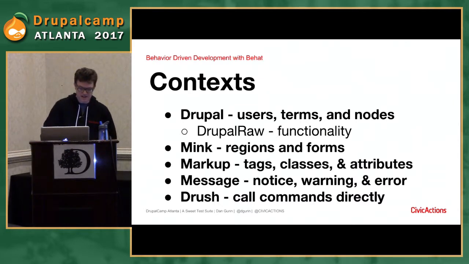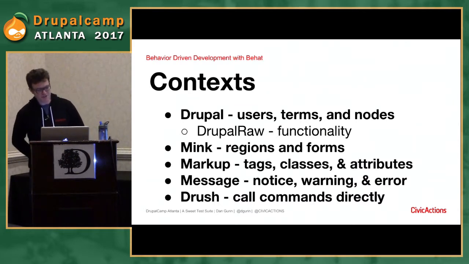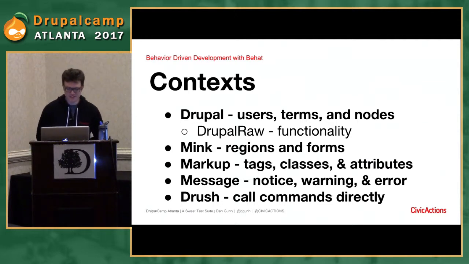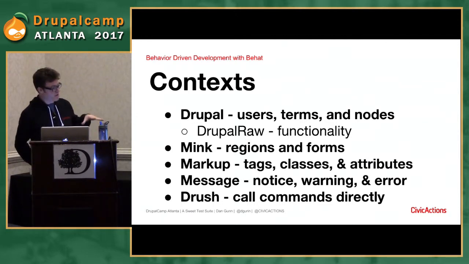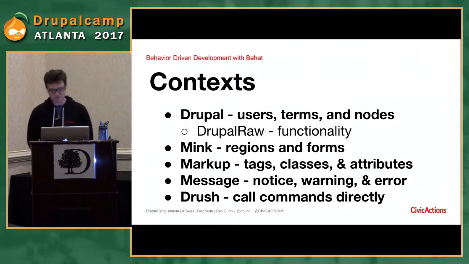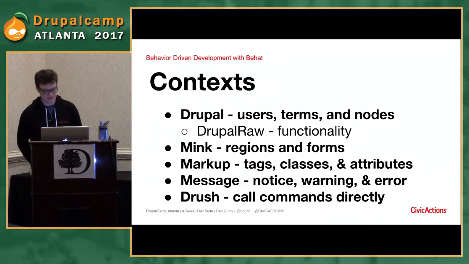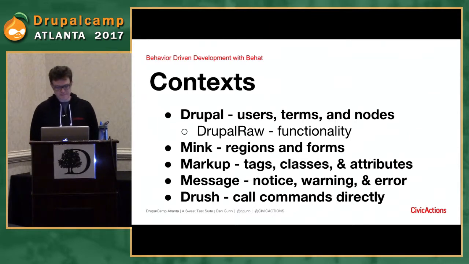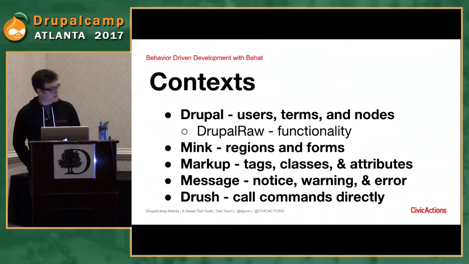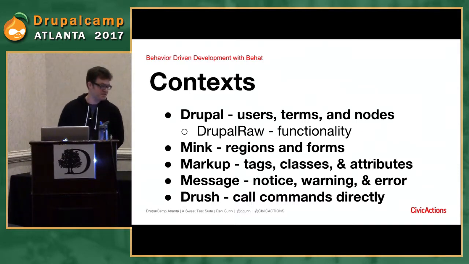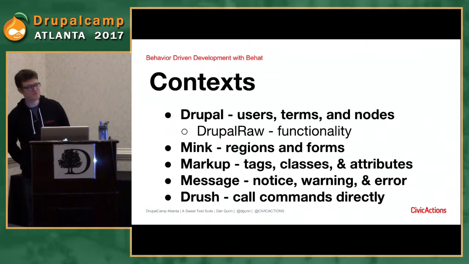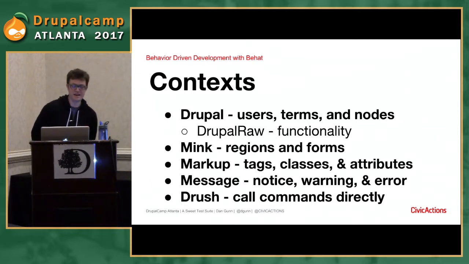And then we have context. There are a lot of them, like I said, included with the Behat Drupal extension. They're broken up into different files, and so you'll see the raw Drupal functionality is the raw Drupal, oddly enough. There is markup, that's for the HTML tags, not the other tags that we were talking about, and the classes and attributes that go with that.